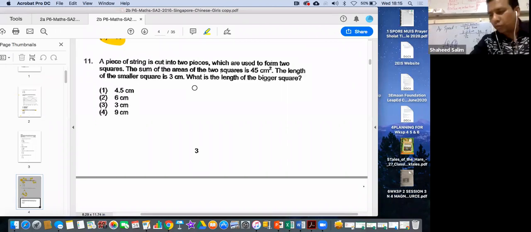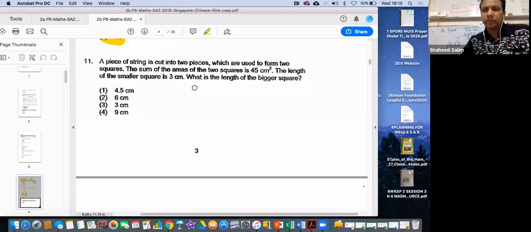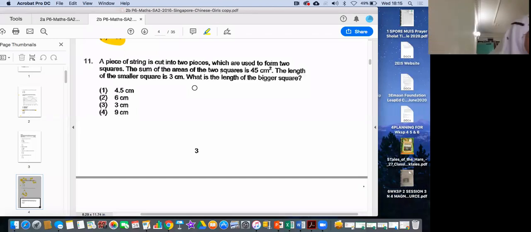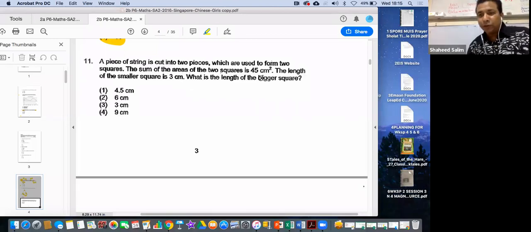This is a 2-mark question. Question number 4 for Shafika. Shafika, if the length of the bigger square is 9, what is the area of the bigger square? 9 times 9 is? 81. But they say the sum of the 2 areas is 45. Your 1 square is 81, which is more. Not possible, impossible.